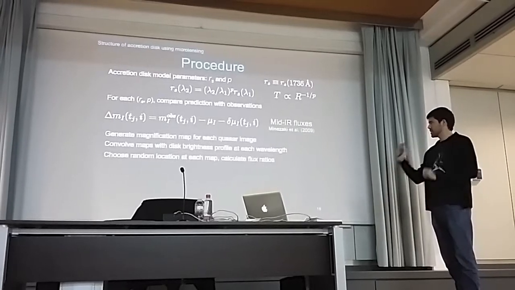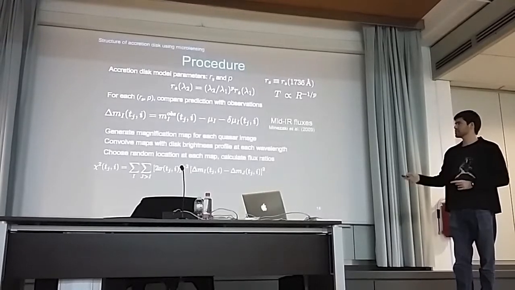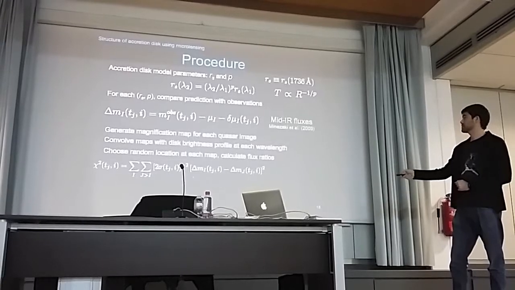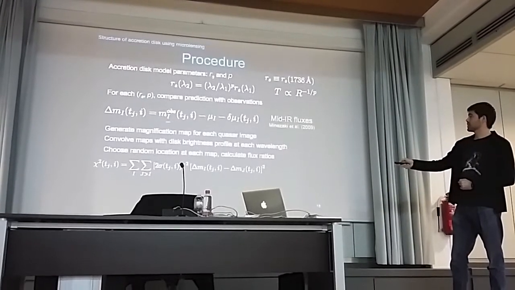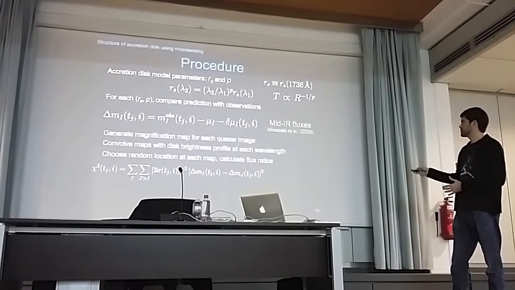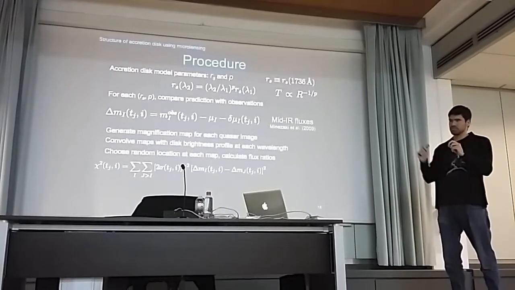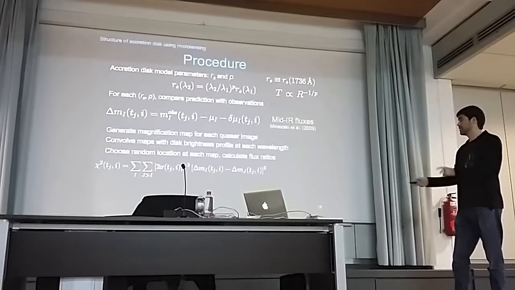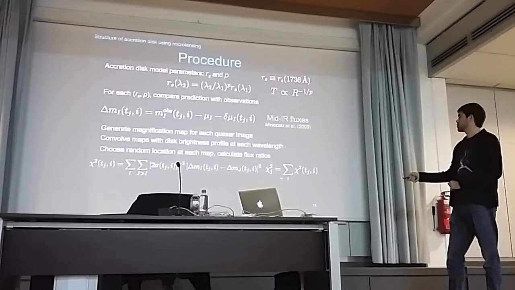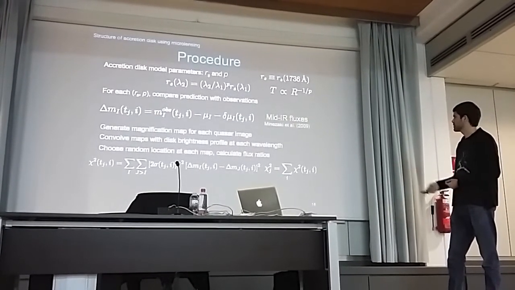And then we choose a random location at each map, calculate the flux ratios between them, and compare them with the observations using this chi-square function. Which is just, these are two different images, so we have a flux ratio between one image and the other, minus the magnification, the macrolensing magnification between the two images, and the flux ratios of the positions in these two maps. We do it with all 6 possible pairs, and to account for the 5 wavelengths, we sum the results in each case.